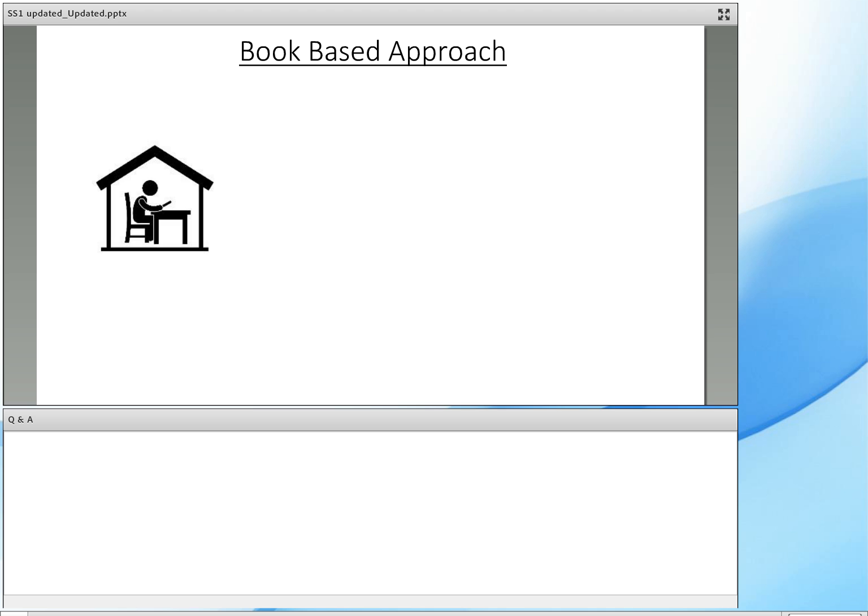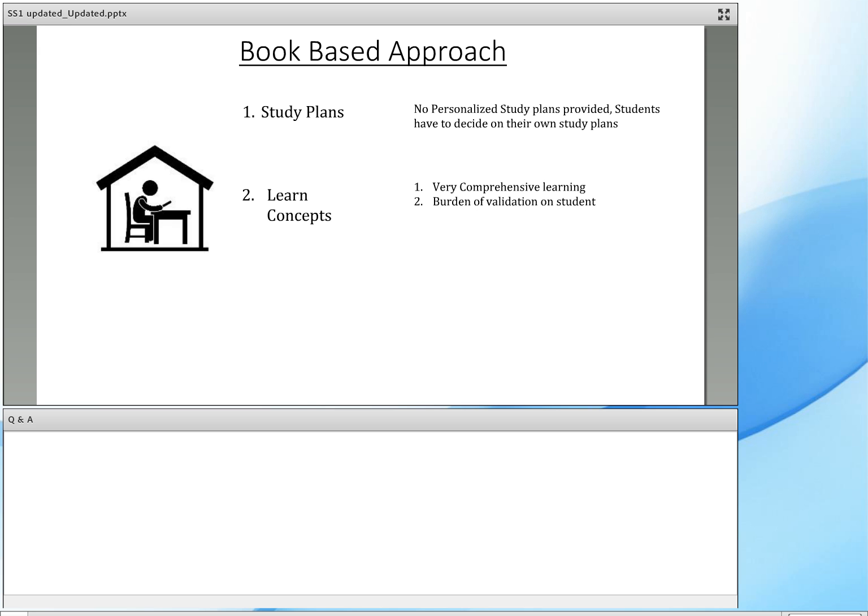A book-based approach is all about autonomy. So when you study using books, you get a couple of study plans, and you have to choose one of those study plans based on what you think is right for you. The key point over here is that neither one of these plans is actually personalized to your own strengths and weaknesses. So you pick up a plan and you start studying, and then you start learning concepts. Now there are some excellent books out there that will teach you concepts really well. The one problem that students face is that they have to decide whether they've learned the concept well enough. So that burden of validation lies with the student.